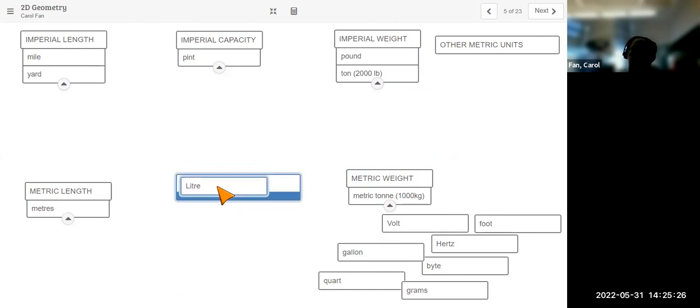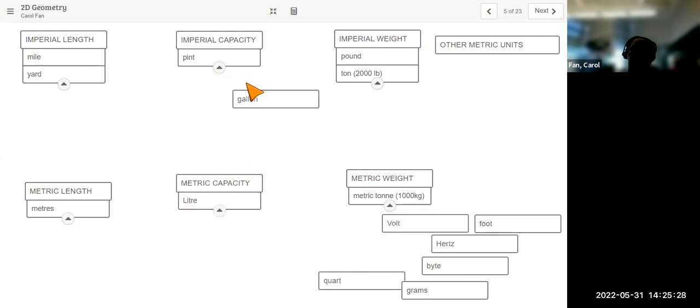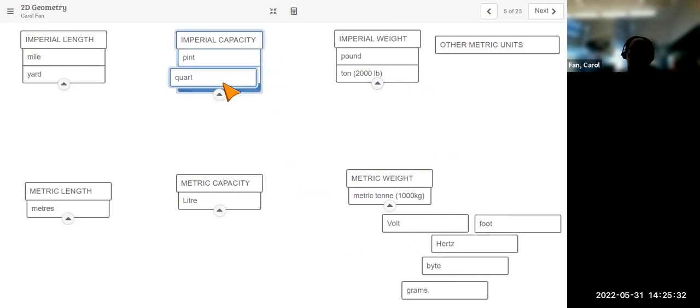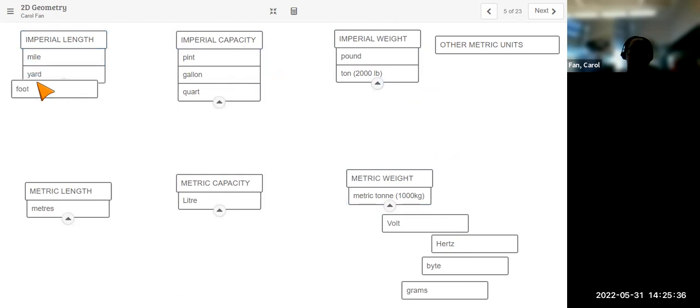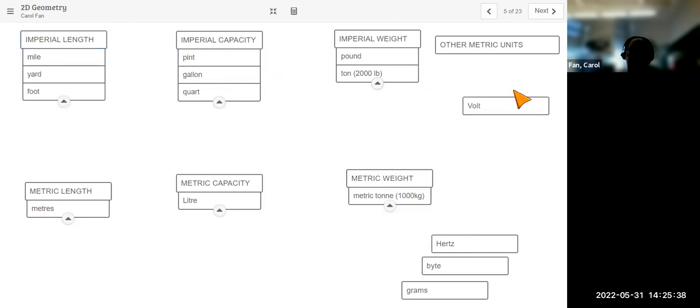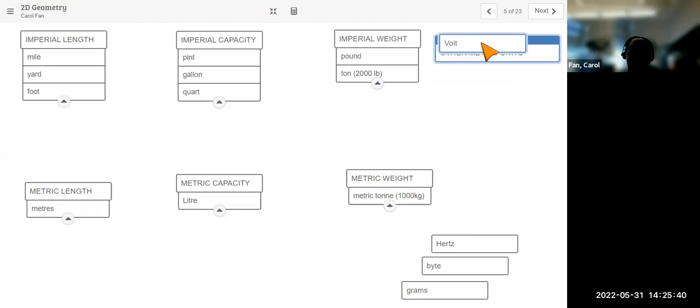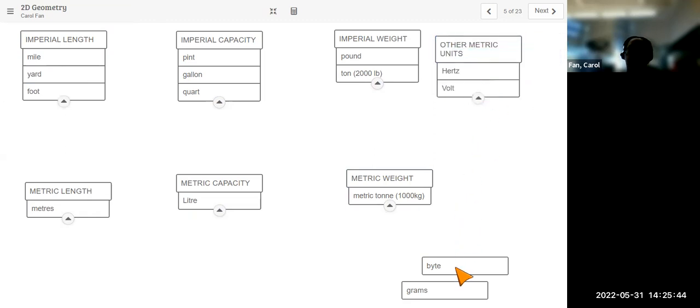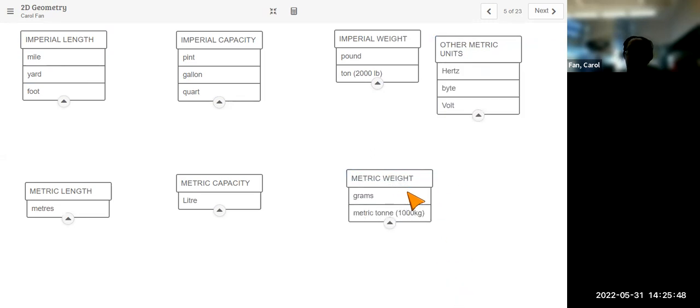Metric capacity, we have liters. Gallon is imperial. Quart is also imperial. Foot is imperial length. Then we have volts, hertz, bytes, and gram is weight.